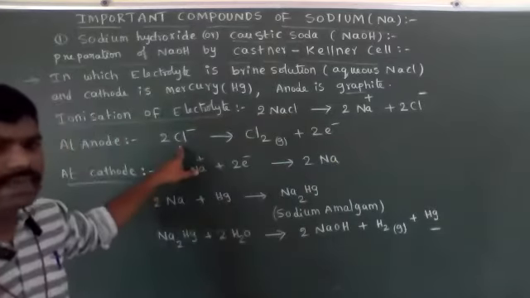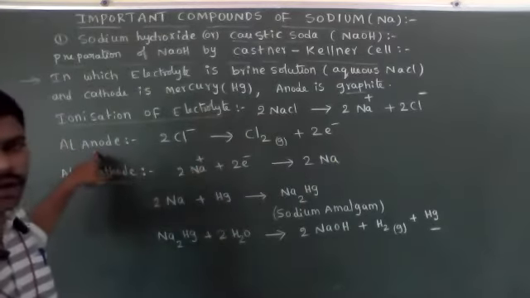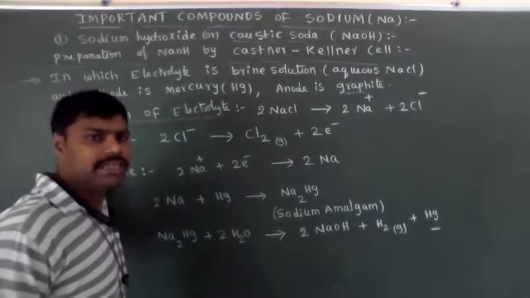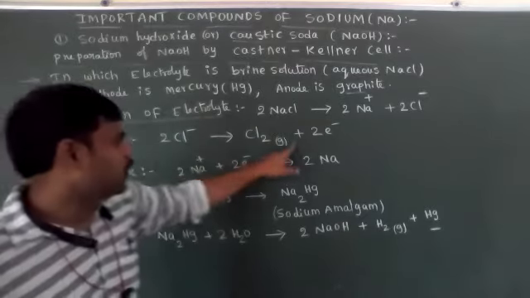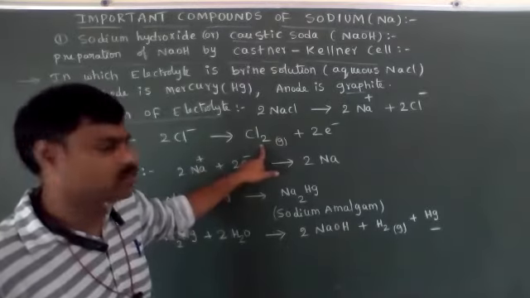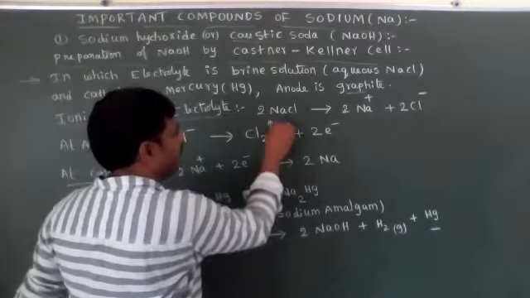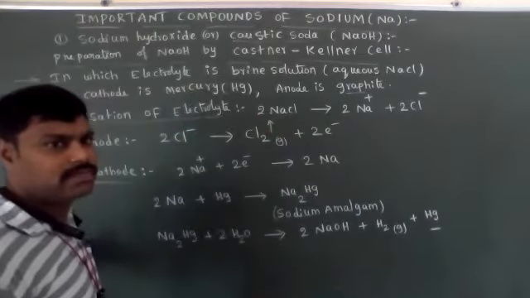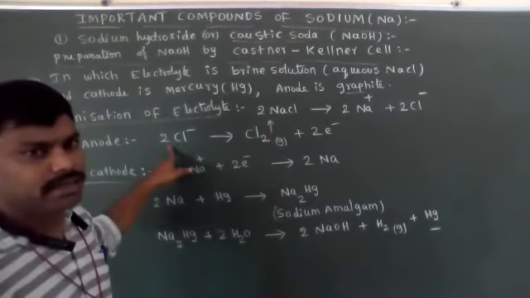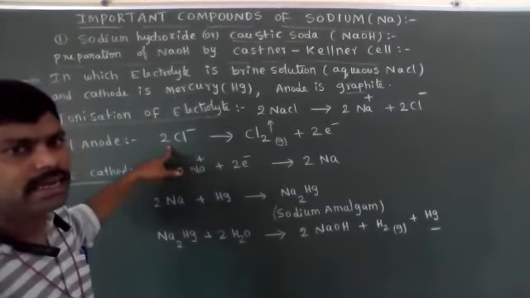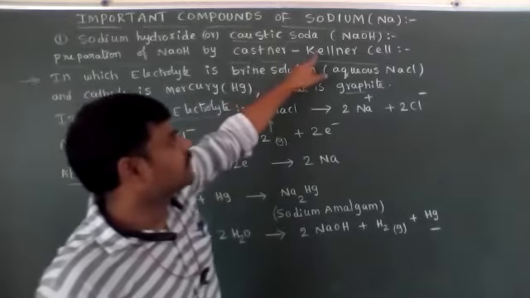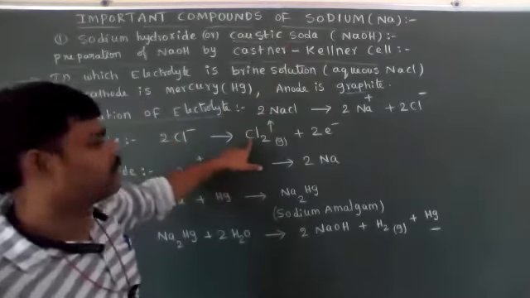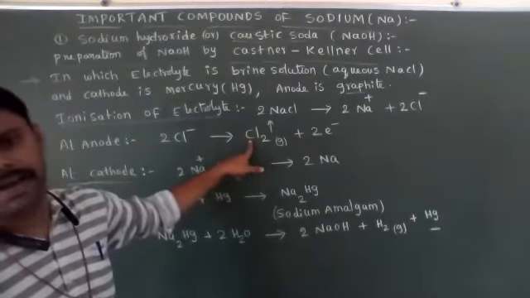The chloride ions, Cl-, go to the anode. At the anode, oxidation takes place by loss of electrons, and they are converted into chlorine gas. This chlorine gas will be released at the anode. Okay, students, so in this method we can also prepare chlorine. Aqueous NaCl on electrolysis gives chlorine gas at the anode.